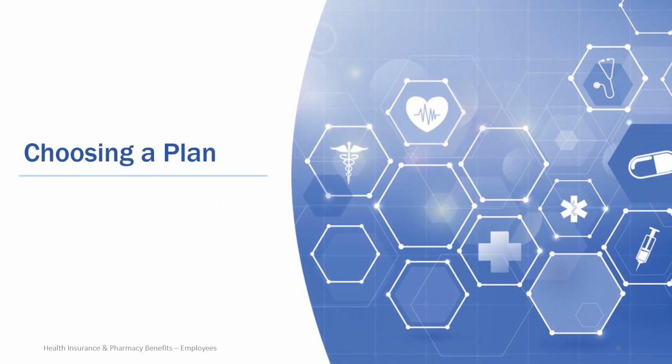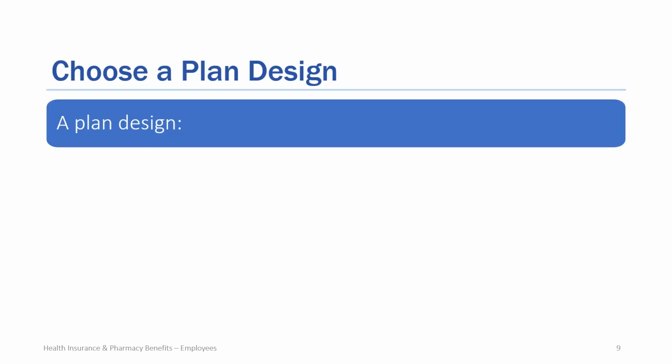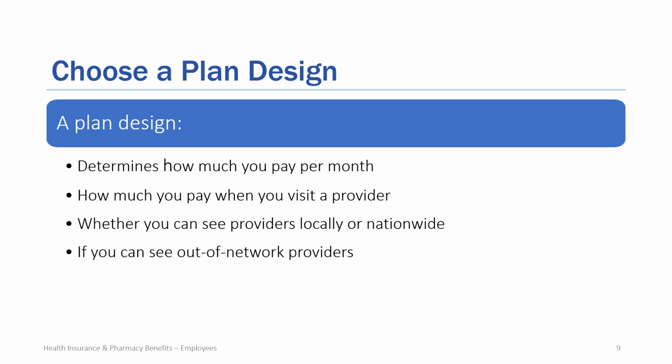Now we'll look at how to choose a plan by looking at plan designs, how to select a health plan, and finding pharmacy information. As I mentioned earlier, the cost of your monthly premium is mainly determined by your choice of plan design. A plan design determines how much you pay per month, how much you pay when you visit a provider, whether you can see providers locally or nationwide, and if you can see providers out of network.